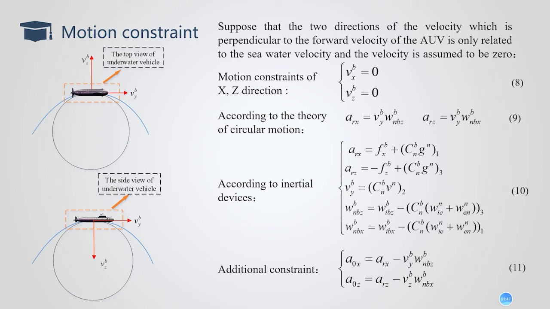And because any motion of the submarine can be decomposed into a plane perpendicular to the z-axis and a plane perpendicular to the x-axis, as shown in these figures, according to the kinematic formula, we can get Formula 9. From the inertial devices, Formula 10 can be obtained. So the motion constraint after introducing centripetal acceleration is shown as Formula 11.